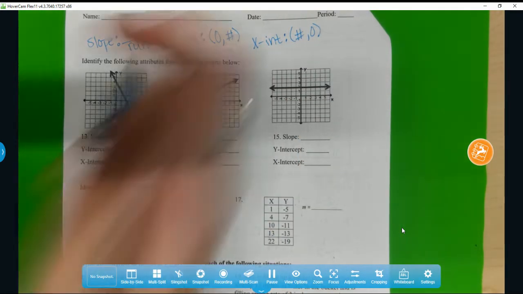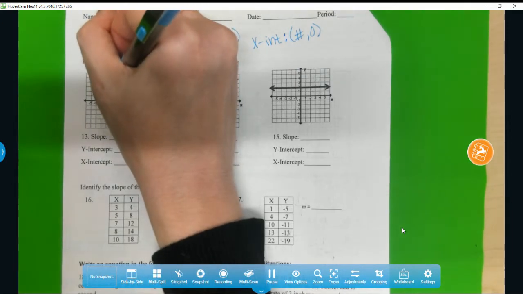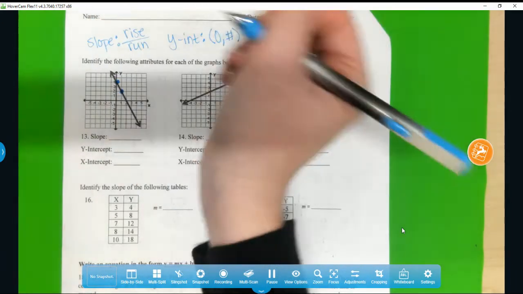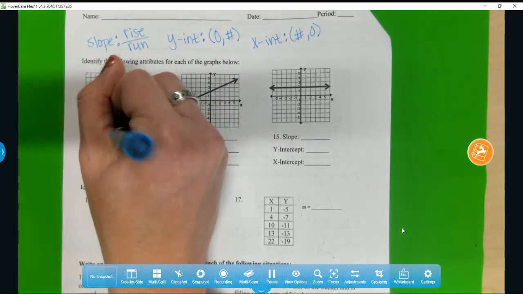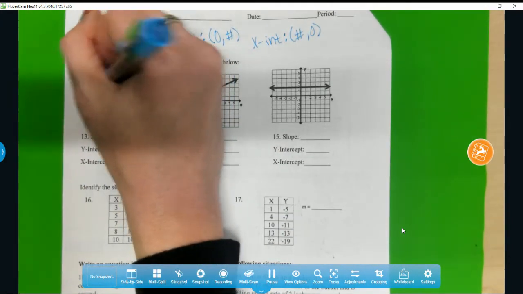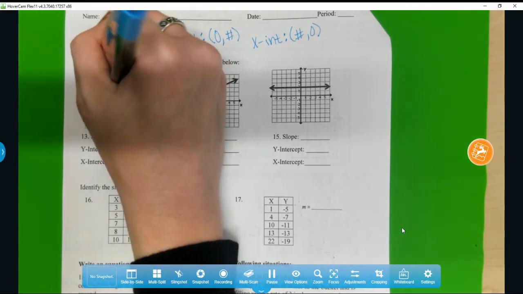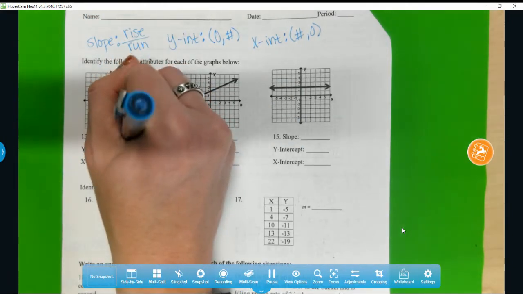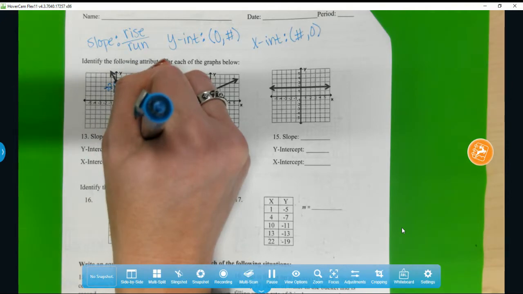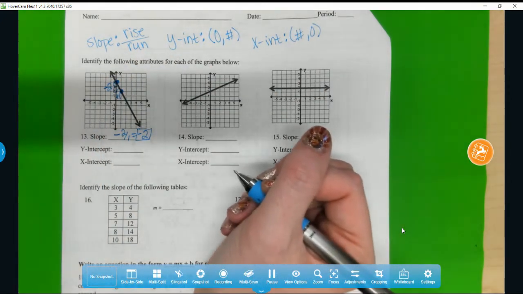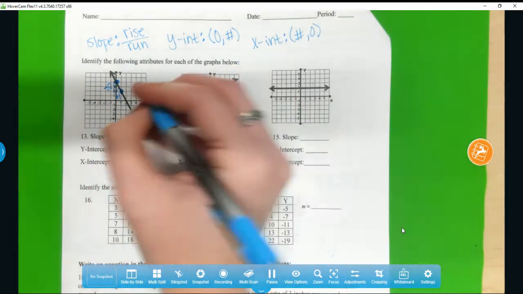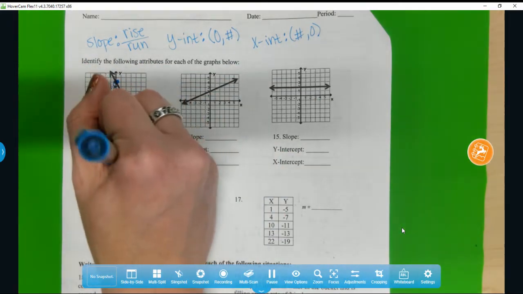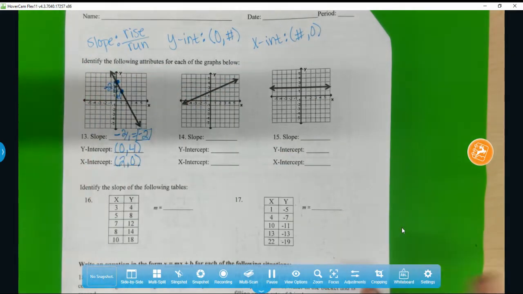Okay, so we're going to pick 2 points. So I'm going to go ahead and pick this one and this one. So I'm going to start at the top. This line's going down, so our slope should be negative. So 1, 2, so negative 2 over 1, which is just negative 2. Our y-intercept is 0, 4, and our x-intercept is 2, 0.